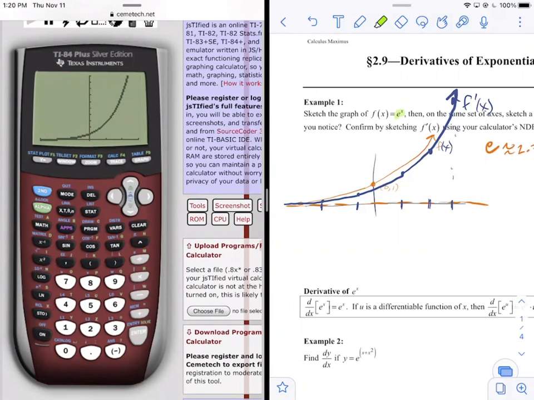Now it looks like it traced over the top. Go to your table. Your table is under the second graph. And now you can compare the columns of the function and its derivative. They look pretty similar, don't they?